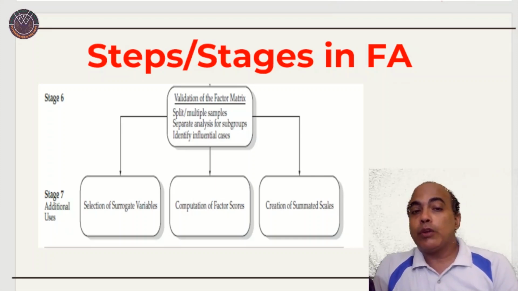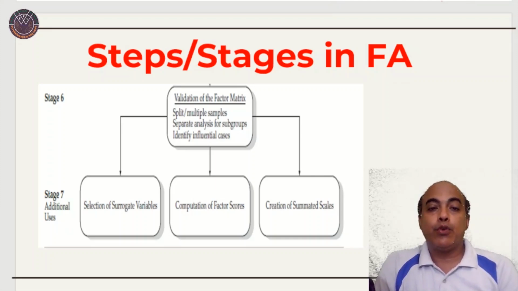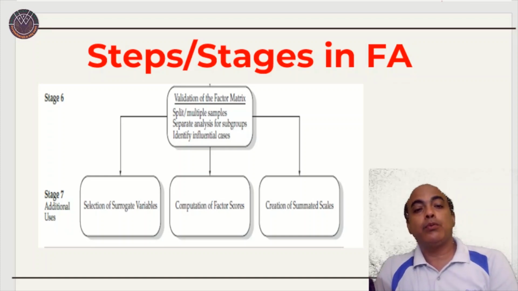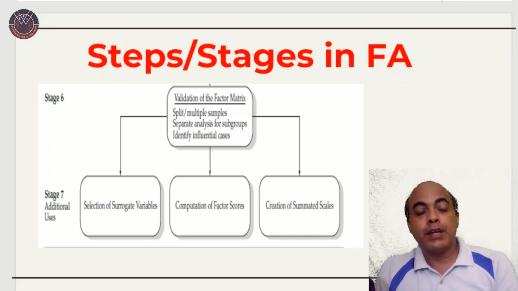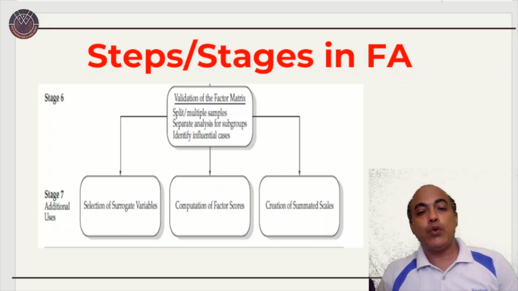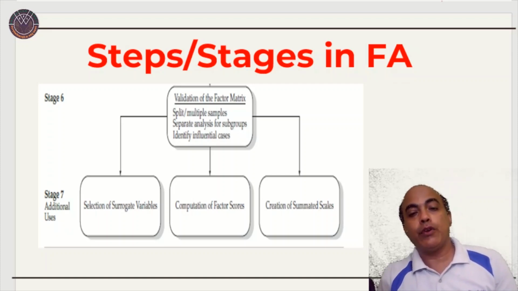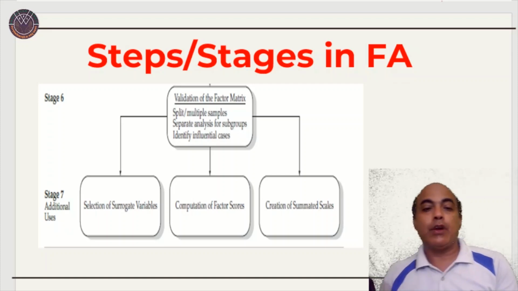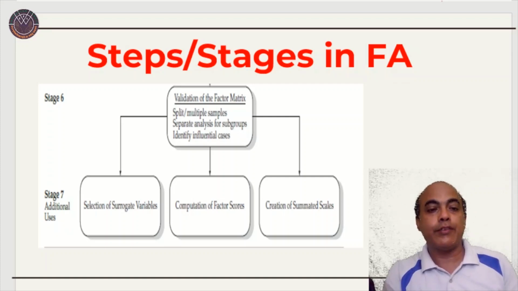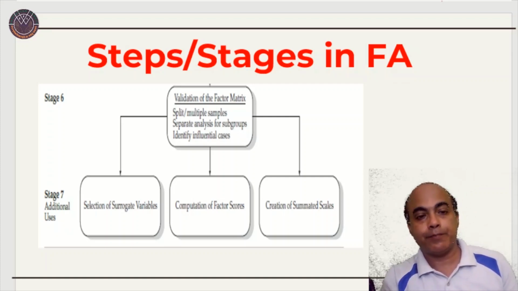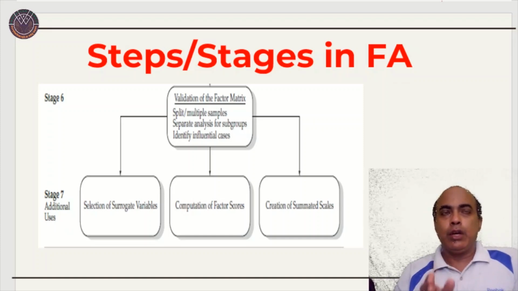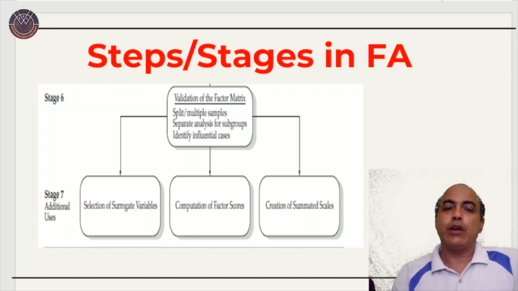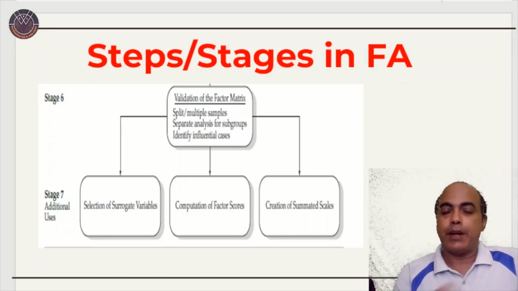Do you go for split or multiple samples? Do you go for separate analysis for subgroups? Or do you have to identify influential cases? Then in the last stage, you have to see whether you are going for a summated scale, factor scores, or surrogate variables. There can be different ways of computation of factor scores related to the identified factors. You can get the factor scores with SPSS.